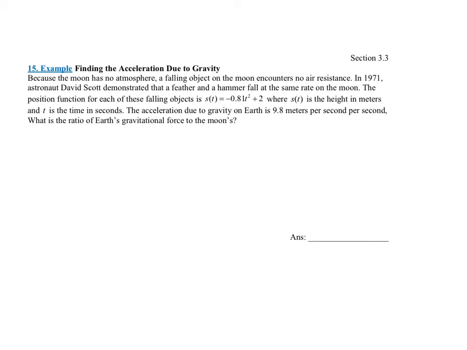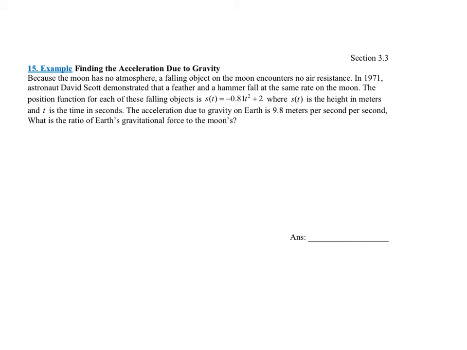It says the position function for each of these following objects is S of t equals negative 0.81 t squared plus 2. So here what I see is there was no initial velocity, he just dropped them. The initial height was 2 feet above the ground, and then the rate of gravity is different, so we have a different leading coefficient in front of t squared. It says where S of t is measured in meters, so when I said 2 feet, I should have said 2 meters, and t is the time in seconds.